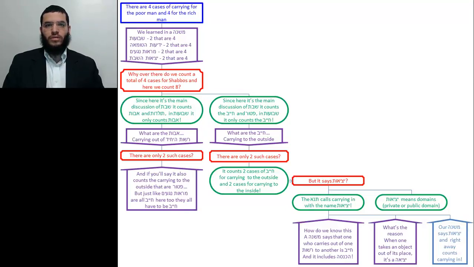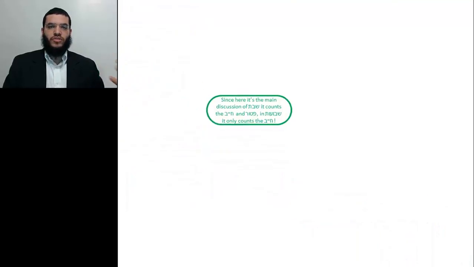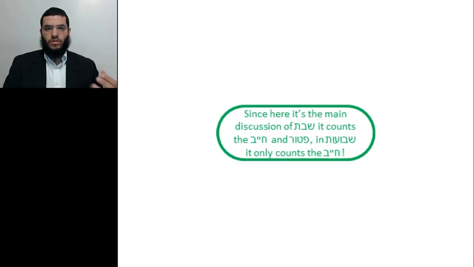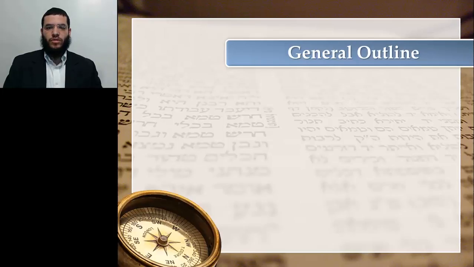Let's begin by looking at the map of our Gemara, the flowchart of our Gemara, to see what part of the Gemara Tosfos will talk about. So we have here the second and final answer to our question: why does our Mishnah count 8 cases, and in Masechta Shavuos the Mishnah counts 4 cases, referring to Yetzias Shabbos? So that's the part of the Gemara Tosfos is focusing on.